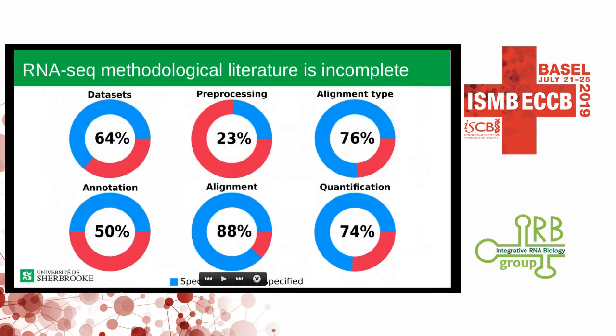With this idea in mind, I went through a methodological review of the RNA-seq literature, mainly looking at what tools were being used and how they were being used. I will only present a high-level summary of this study here. The first key point is that the RNA-seq methodological literature is incomplete. Not all the papers specify all the relevant information that has been used to generate an RNA-seq dataset.